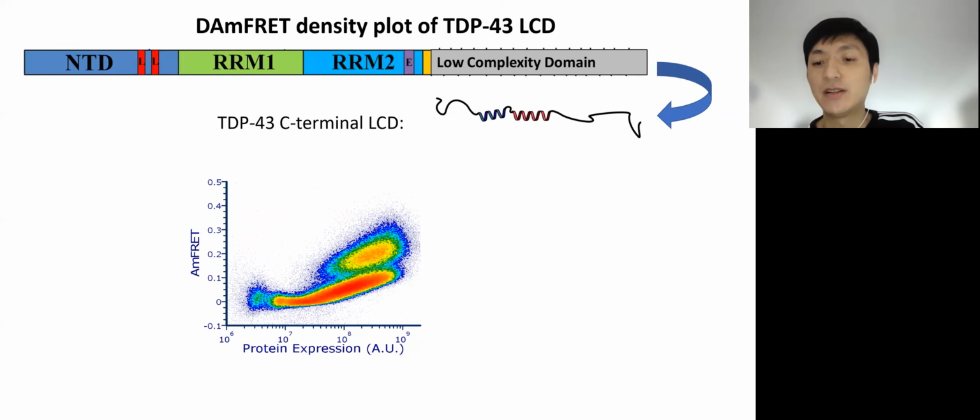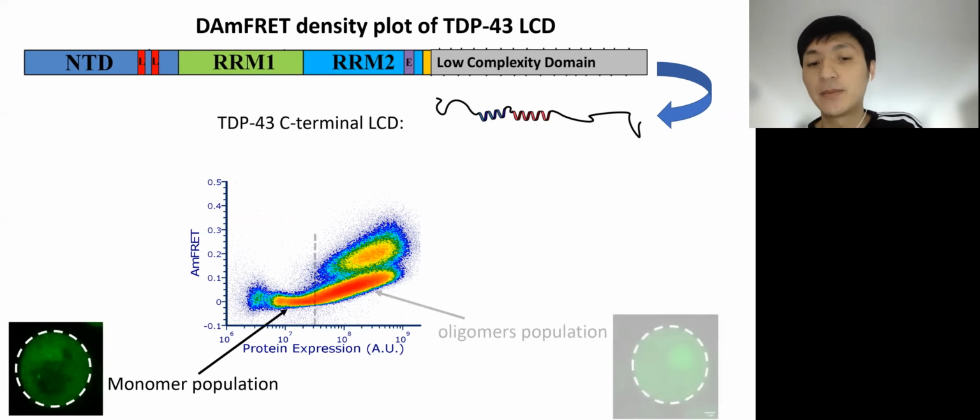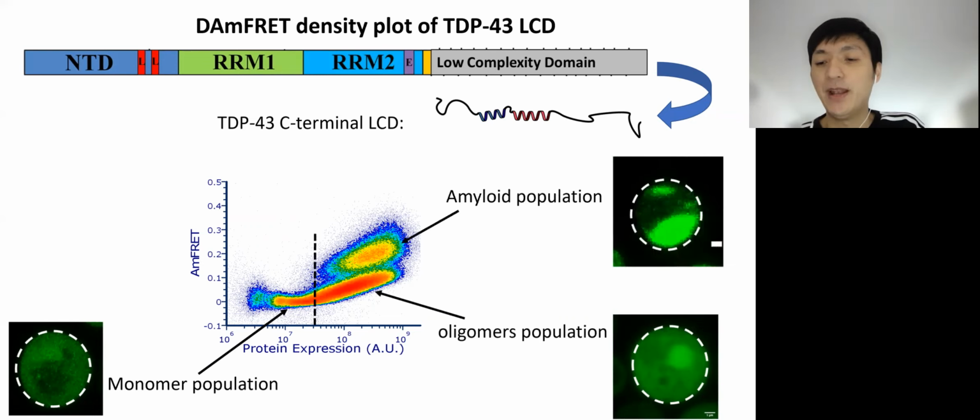This plot is a snapshot of all cells with different assembled states. We observed here three main populations: the monomer population, the oligomer population, as well as the amyloid population. Even though under a regular microscope, the oligomer population might look the same as the monomer population, the DAM-FRET we use here clearly separates these two populations based on their FRET value. The relative distribution of these three different states is clearly shown here in the plot.